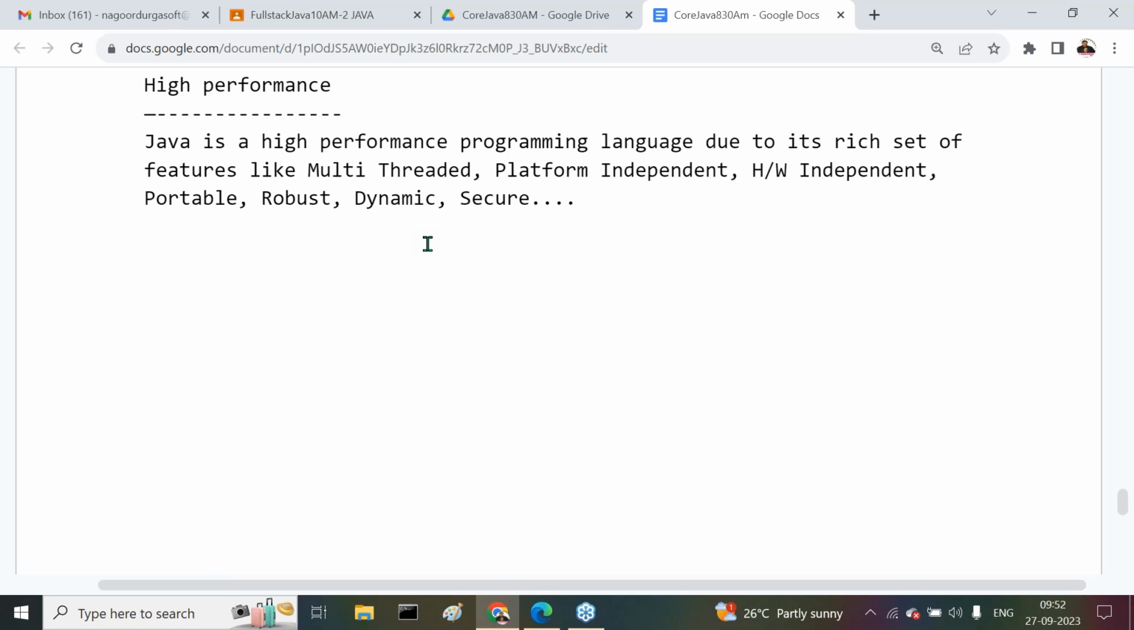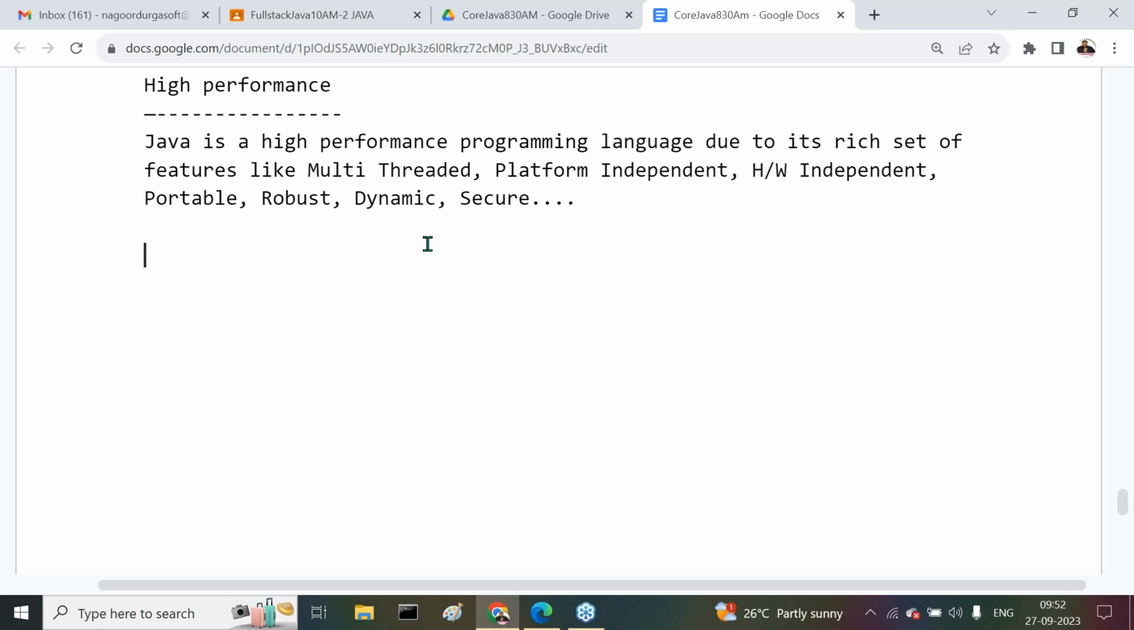Right, guys? Now these are totally about Java features, what we are having clearly. Guys, all of you are getting clarity on this, what I'm giving there. Java features topic is completed.